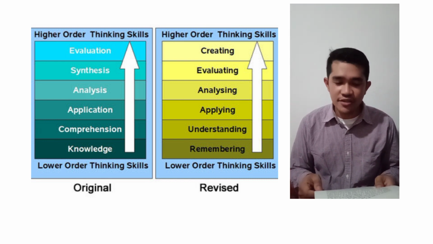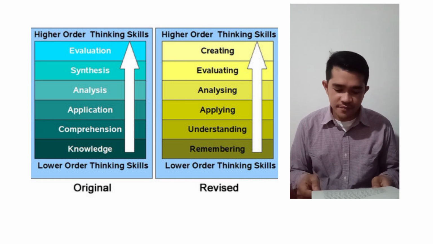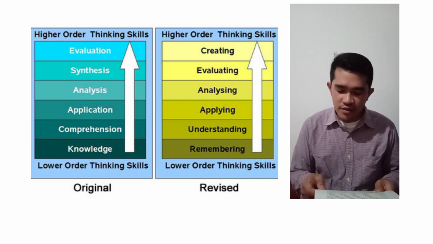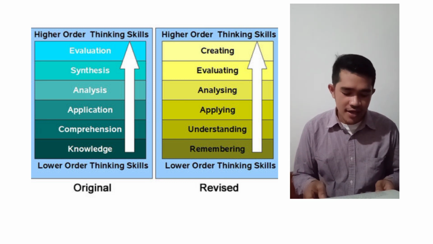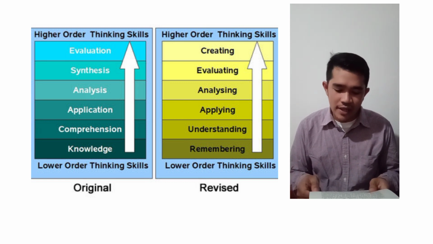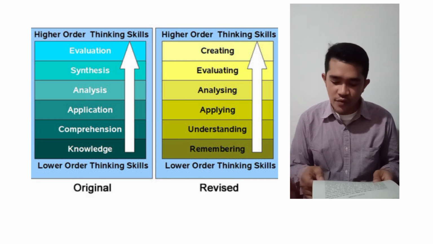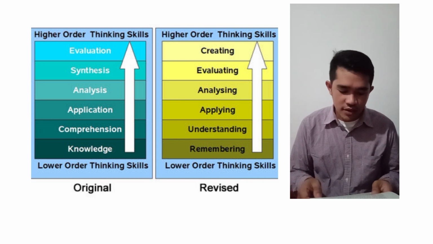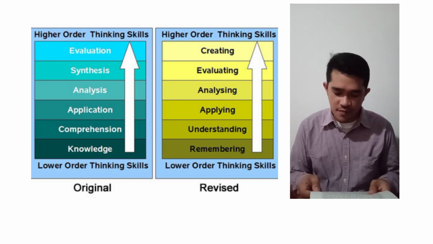While for Anderson, it is RUAAEC: R for remembering, U for understanding, A is applying, A is analyzing, E is evaluating, while C is creating. Now, for Anderson, creating is the highest among the cognitive thinking skills or cognitive taxonomy.